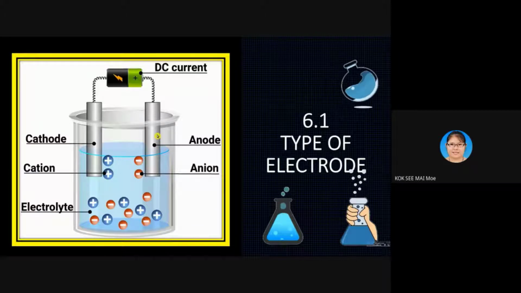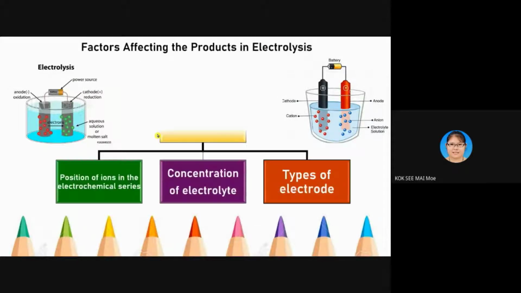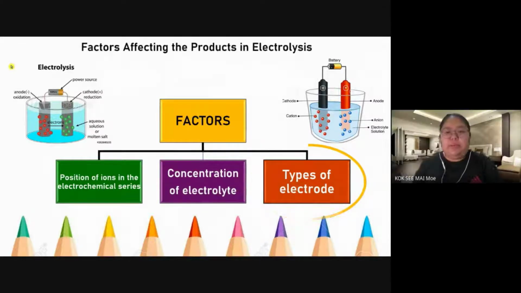Now we're going to see the following: factors that affect the products of the electrolysis. There are 3 factors. The first one we finished, the second one we finished. Today we go to the type of the electrode. What type are we going to use? Actually, we have some electrodes we can choose. Normally it's carbon. Another one, sometimes we use copper, and sometimes we use silver, depending on the situation.